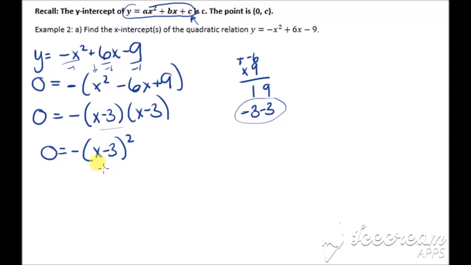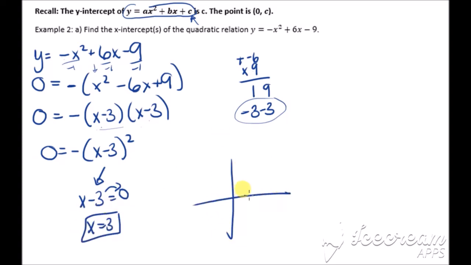For the x-intercepts, when we have one factor repeated here, so a factor squared, we're still going to set it equal to 0, bring the -3 over, we get x equals 3. But what this is going to look like is this opens down. The vertex is going to lie right on the x-axis.